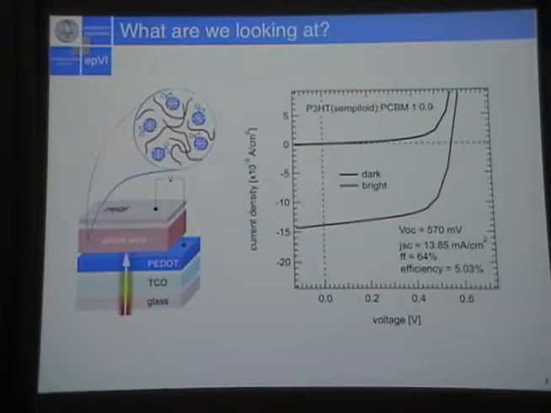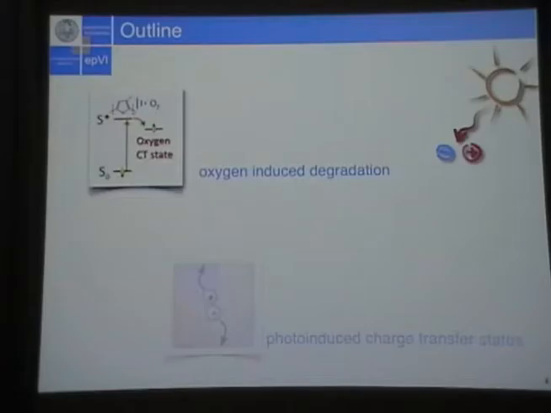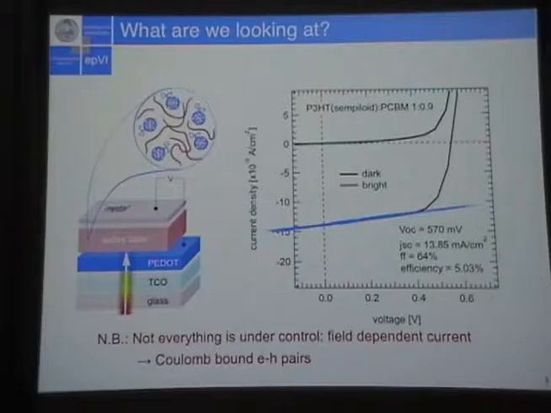Don't be irritated, this is a special material, not from Aldrich or Rieke. It's from BASF, and the ratio is also written here. Well, many things are optimized, but as you see here, not everything is under control. And this is what is displayed by this blue line here.